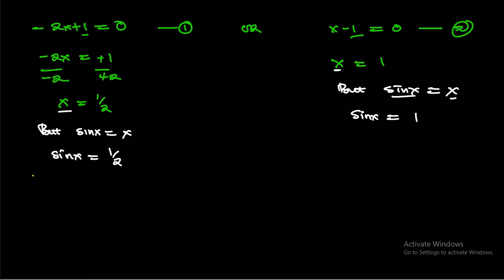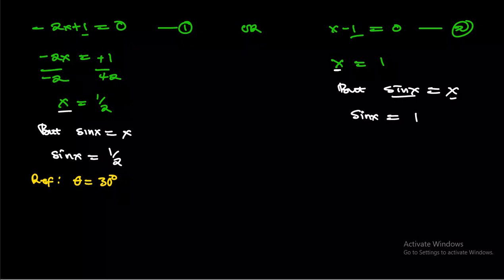So we just find the reference angle. For sin x is equal to half, the reference angle which gives sin x is equal to half is 30 degrees. So we know that sin 30 is half, for those who remember the special angles.